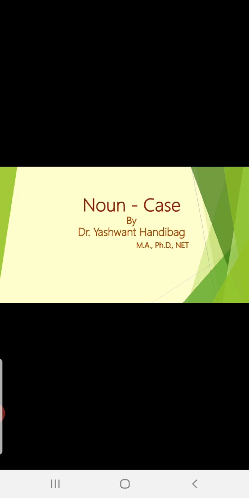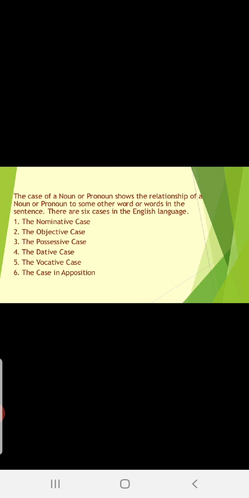Okay. Now let me explain you how many kinds of noun cases are there. There are 6 kinds of noun cases. The case of a noun or pronoun shows the relationship of a noun or pronoun to some other word or words in sentence. There are 6 cases in English language. First one, the nominative case. Second, the objective case. Third, the possessive case. Fourth, the dative case. Fifth, the vocative case. Sixth, the case in apposition.